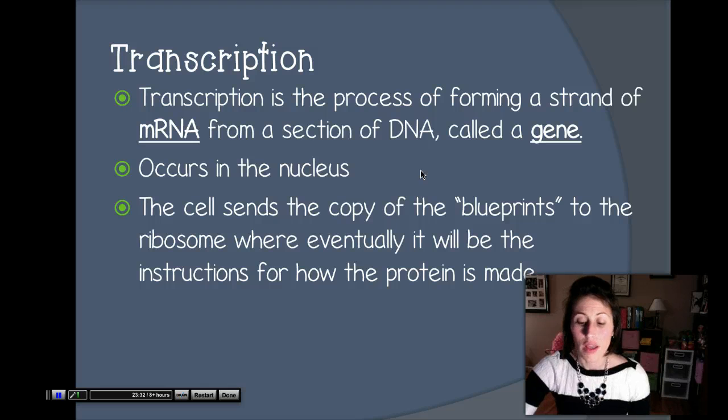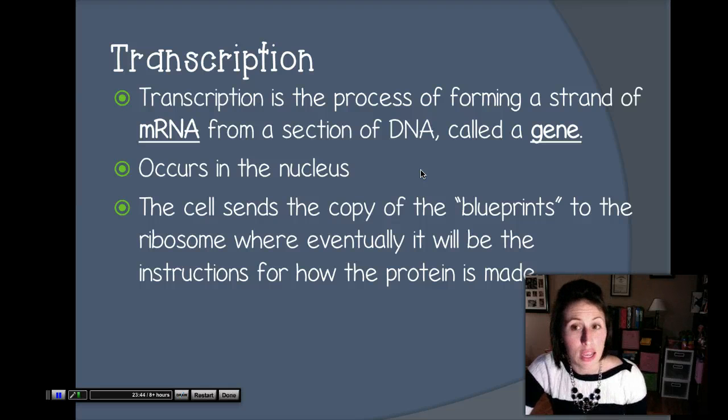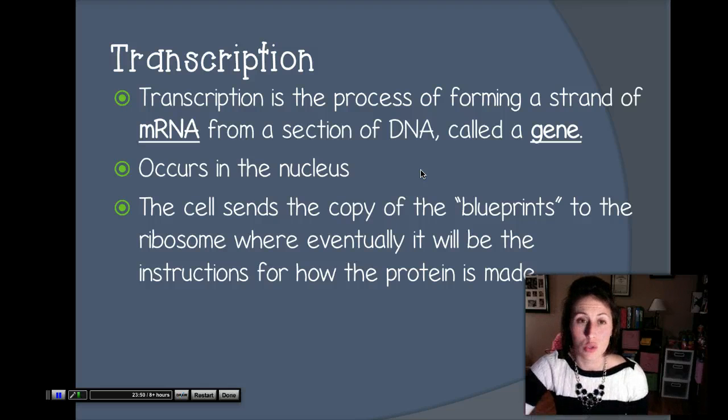Okay, so now that we have our cast of characters, this is the lowdown. Here's what happens, and I'm going to go through it quickly and we can review it in class. Transcription is the process of forming a strand of mRNA from a section of DNA, which we call a gene. Okay? If you have a transcription that you bring from one school to another, you're bringing a copy of your grades. When you go to college, you are going to send them a transcription of all of your grades and everything that you did while you were in high school.